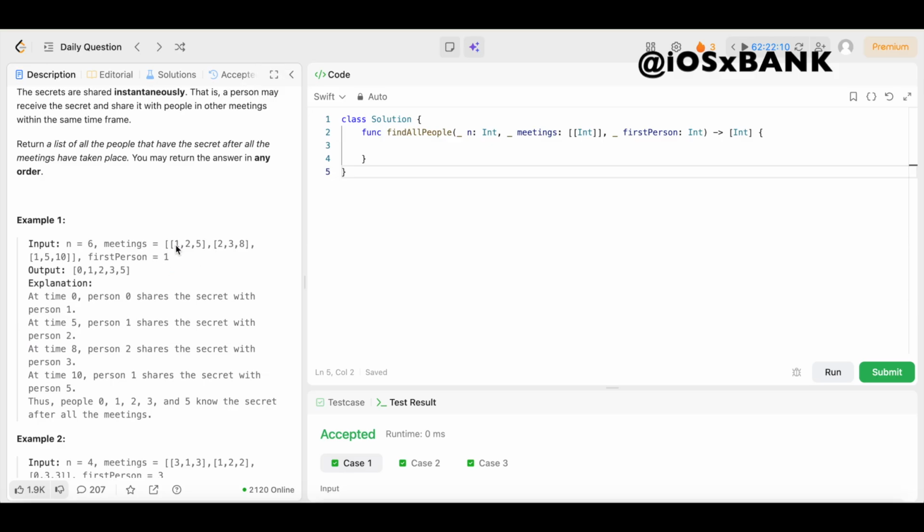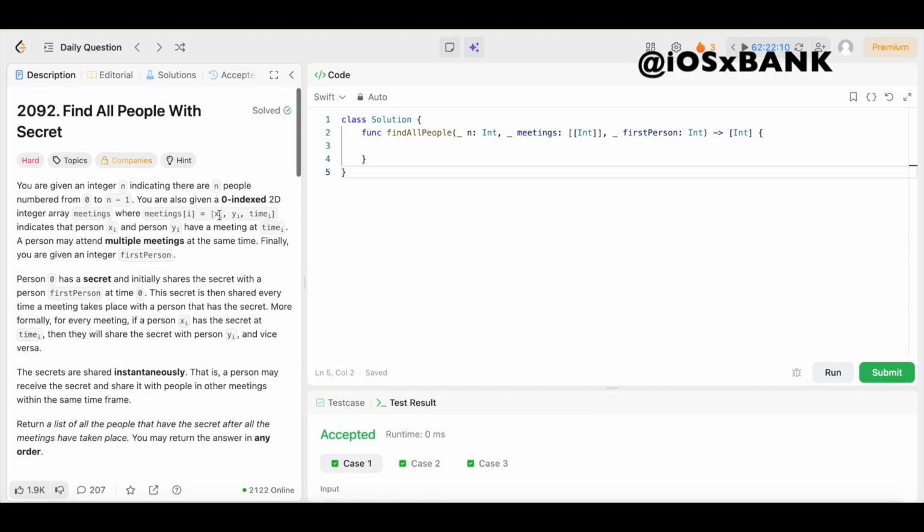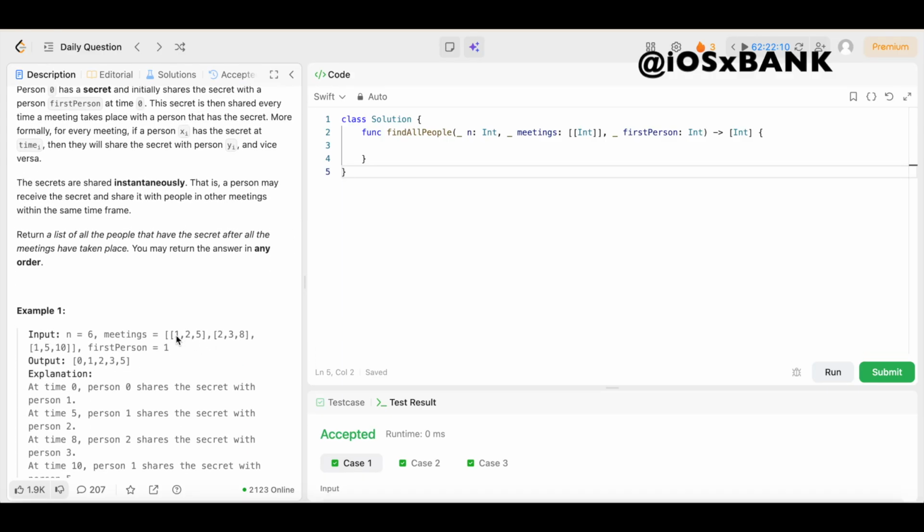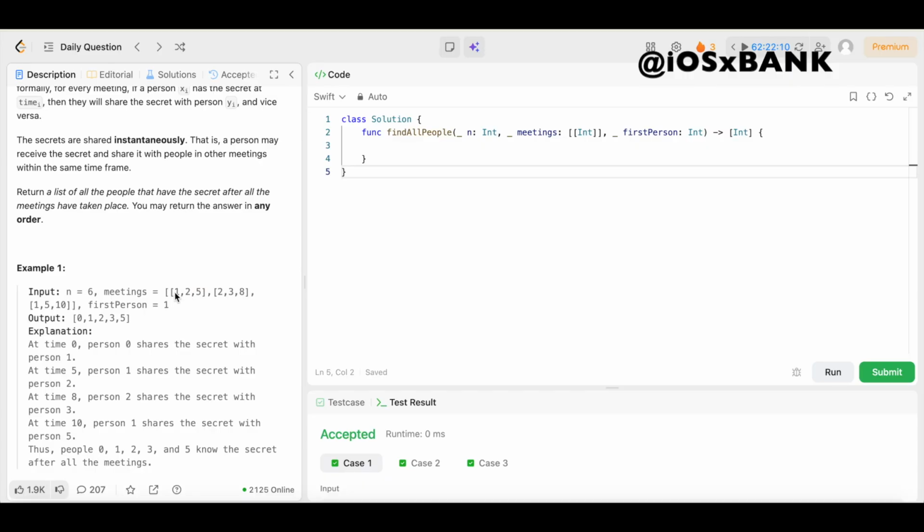And then we come up here and we see person 1 and person 2 have a meeting at 5, because it says right here xi, yi, time i. So person xi and person yi have a meeting at time i. This is person xi, this is person yi, and this is time i. So person 1 and 2 have a meeting at 5. That is when person 1 is able to share the secret with person 2. So now persons 0, 1, and 2 all know the secret.